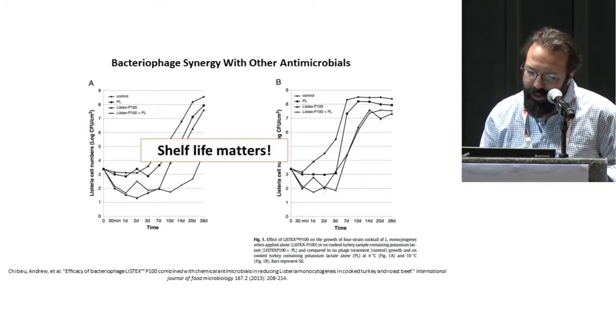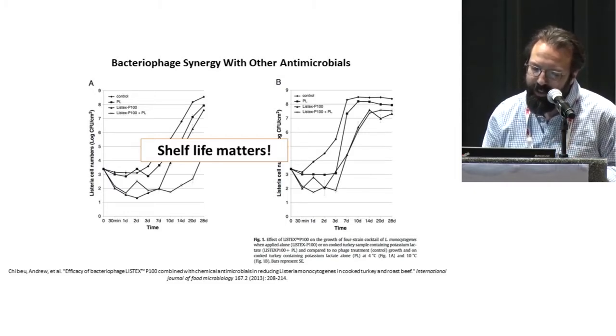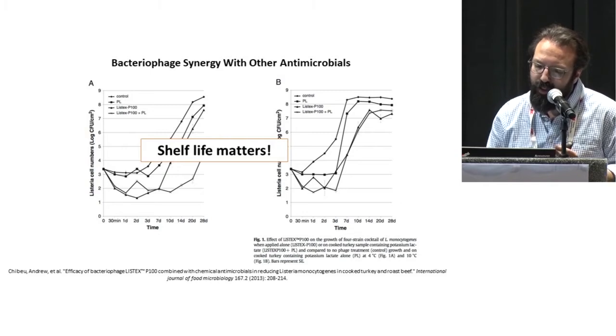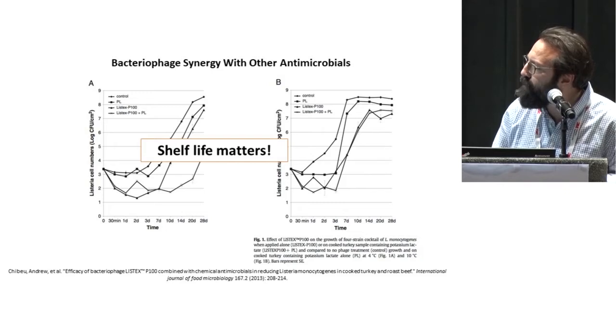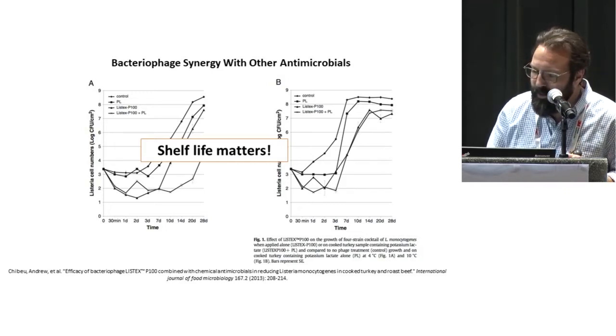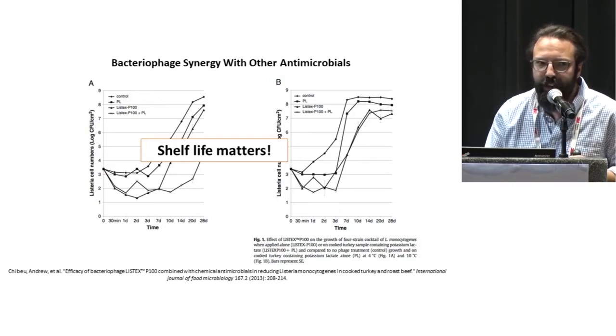And when they add the potassium lactate, they don't really see much difference in growth, but when they add the Listex, there is a die-off, but then there's eventual little regrowth, right? After about 7 days, Listeria starts to pop back up, and while the combination of the two seems to work better, you begin to see a little more increase, and the story's kind of the same at 10 degrees.